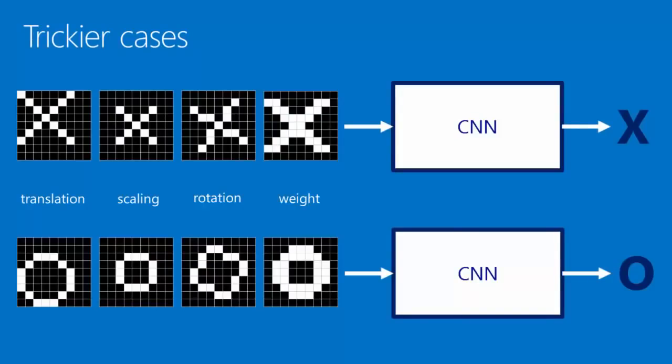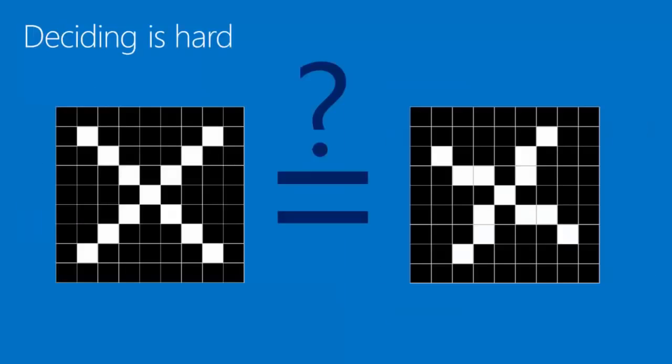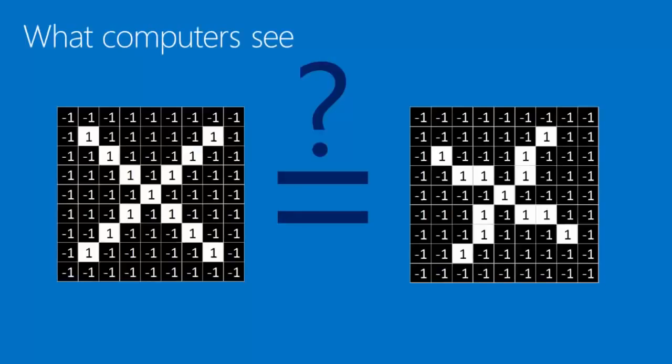has several steps in it. What makes it tricky is that the X is not exactly the same every time. The X or the O can be shifted, it can be bigger or smaller, it can be rotated a little bit, thicker or thinner, and in every case we would still like to identify whether it's an X or an O. Now the reason that this is challenging is because for us, deciding whether these two things are similar is straightforward. We don't even have to think about it. For a computer, it's very hard.